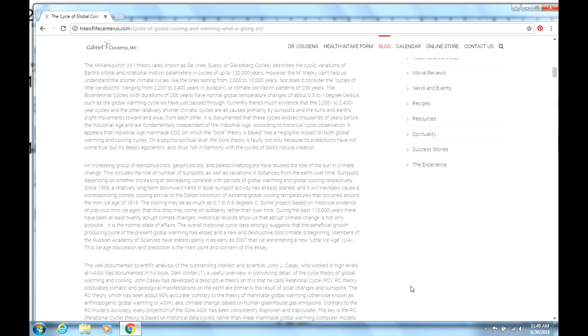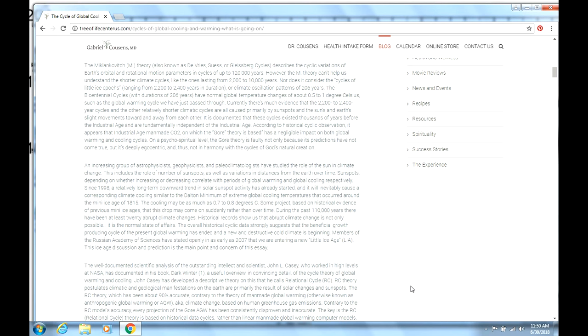Some project, based on historical evidence of previous mini ice ages, that this drop may come on suddenly rather over time. During the past 110,000 years, there has been at least 20 abrupt climate changes. Historical records show us that abrupt climate change is not only possible, it is the normal state of affairs. The overall historical cyclic data strongly suggests that the beneficial growth producing cycle of the present global warming has ended, and a new and destructive cold climate is beginning. Members of the Russian Academy of Sciences have stated openly in as early as 2007 that we are entering a new little ice age. This ice age discussion and prediction is the main point and concern of this essay.